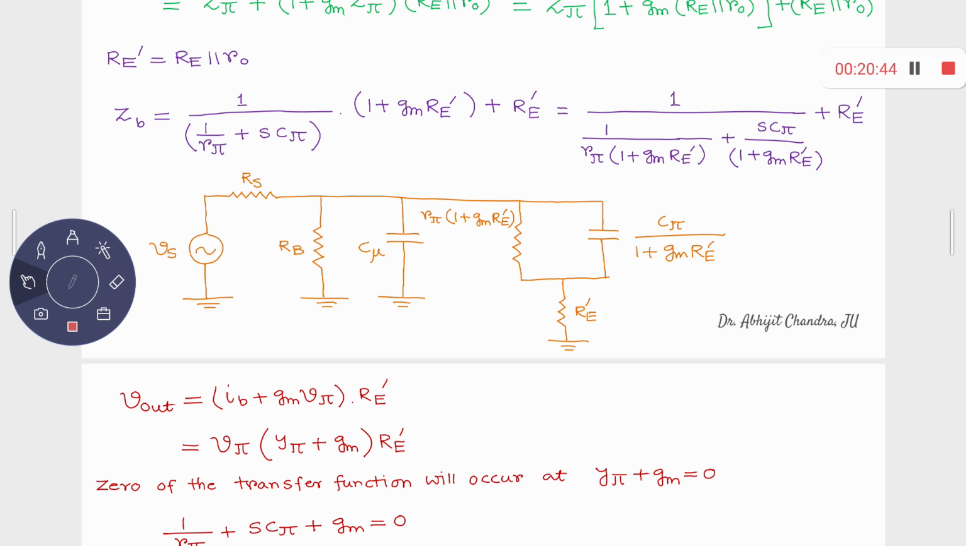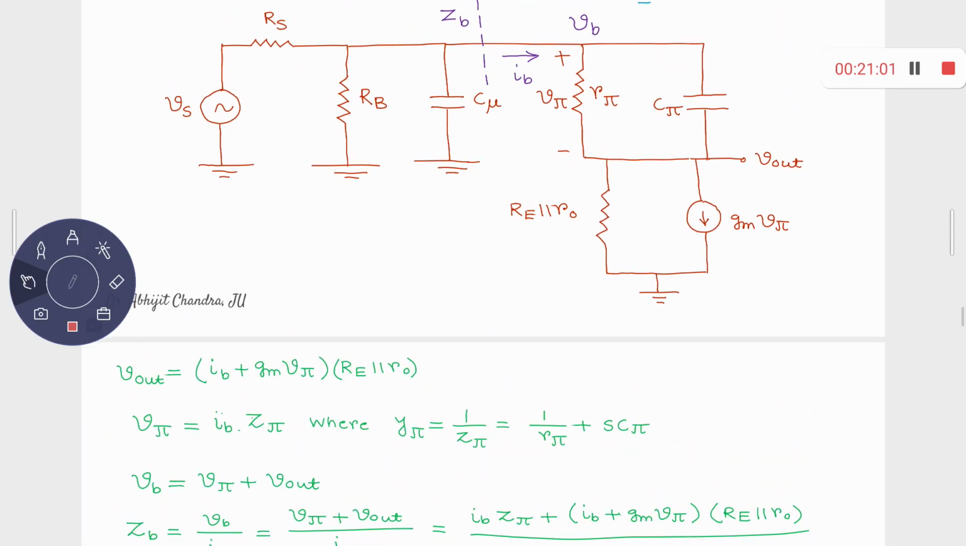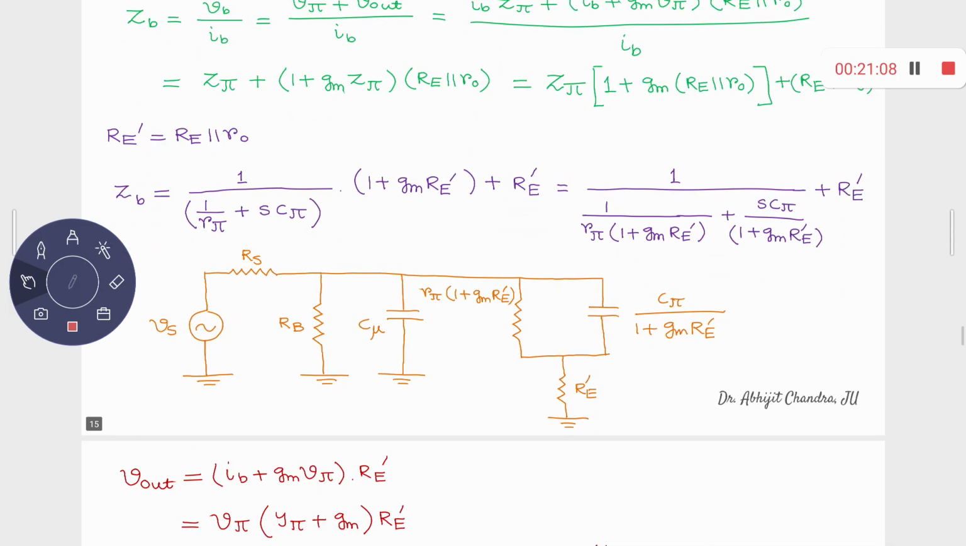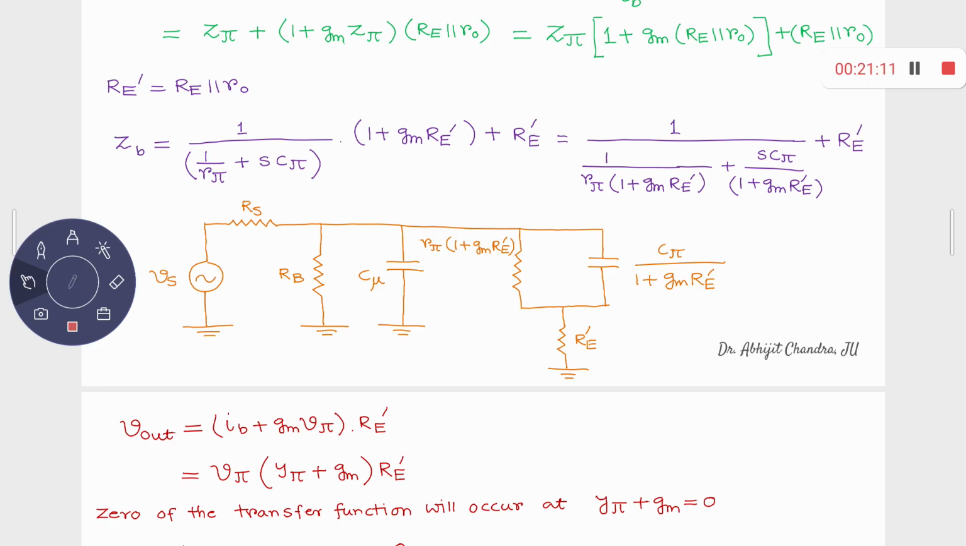Anyway, what is your output? So, okay, I'm coming to that. What is your output expression? This output is taken from which terminal? Output is taken from the emitter terminal. So, basically, here you have this total current. Once again, if I just go back, this output is taken from this terminal, V out. So output can be represented as the total current, IB plus GM V pi, as you already observed, multiplied with RE prime. If you represent IB as V pi into Y pi, where Y pi is the admittance over there, then V out is equal to V pi into Y pi plus GM times RE prime.